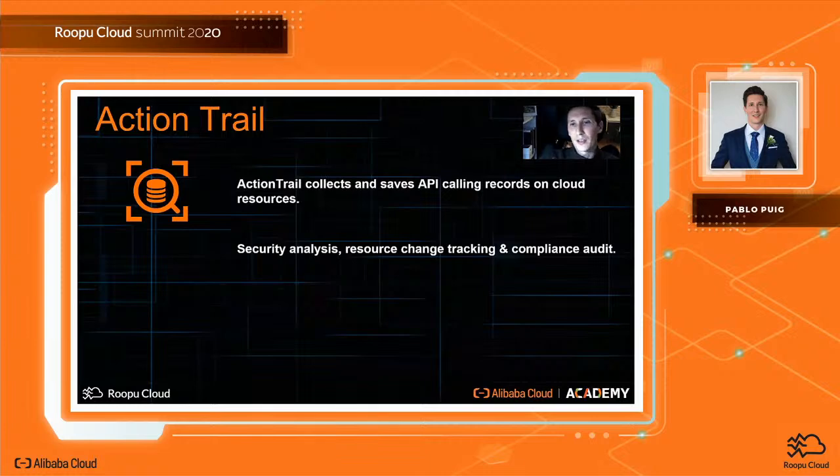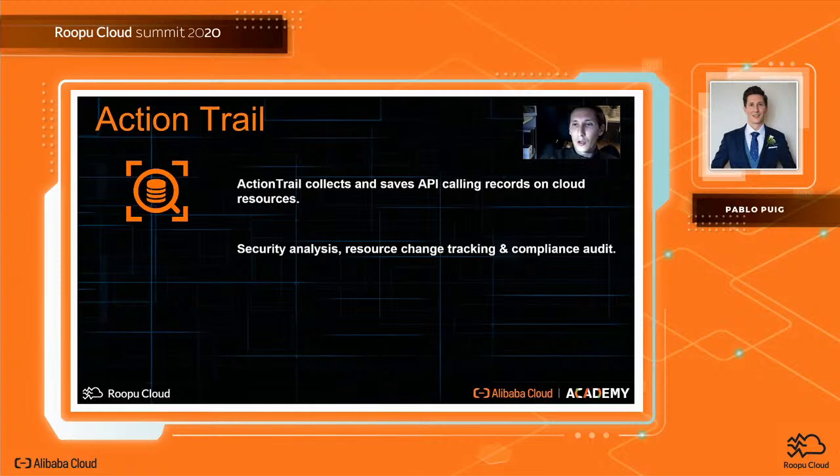Let's continue now with Action Trail. This service collects and saves operations records on Alibaba Cloud, including API call records triggered in the console. So it also supports operation records querying and saving the files to specific storage services so that you can afterwards analyze this data.